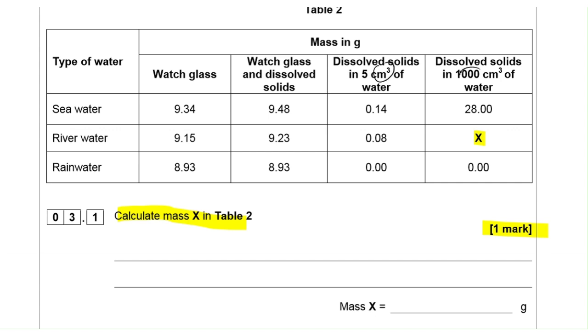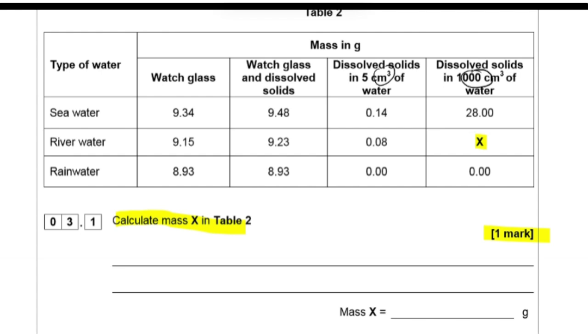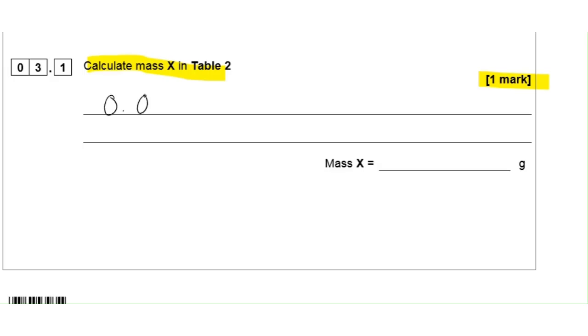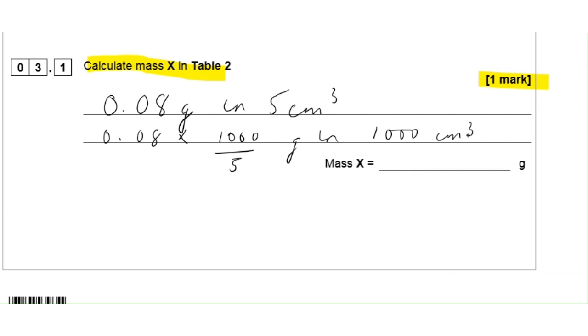Now X, this is the mass of dissolved solids in river water. And if you look here, what we've got basically, for those of you who are pretty clever at maths, is a factor of multiplication between 5 cubic centimetres and 1,000. In 5 cm³, there's 0.08 grams of dissolved solid. So in 1,000 cm³, there would be 0.08 times 1,000 over 5. And again, for those pretty quick mathematicians, that's a factor of 20. So crunch that on your calculator and you end up with a mass of X as 16.0 grams for 1 mark.